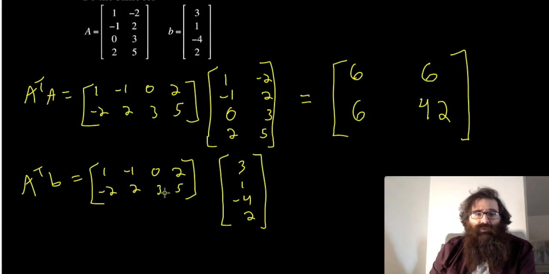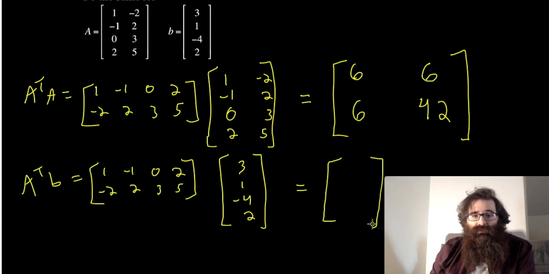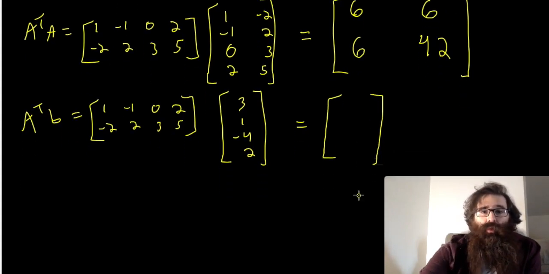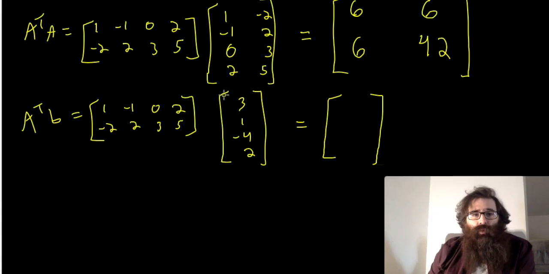And here I have a 2 by 4 times a 4 by 1. That's going to give me a 2 by 1 vector, so just a column vector in R2. What are we going to get? 1 times 3, -1 times 1, 0 times -4, 2 times 2. So that's going to give me 3 minus 1 plus 4. 3 minus 1 gives me 2. 2 plus 4 gives me 6.